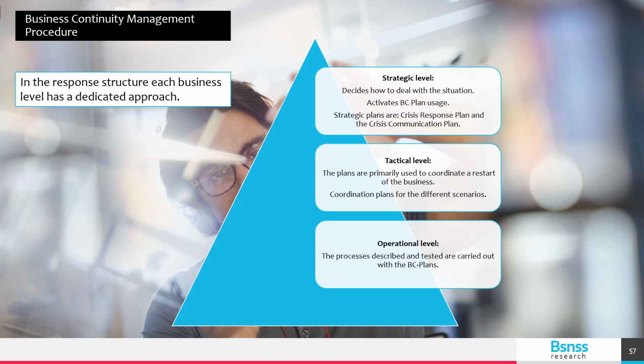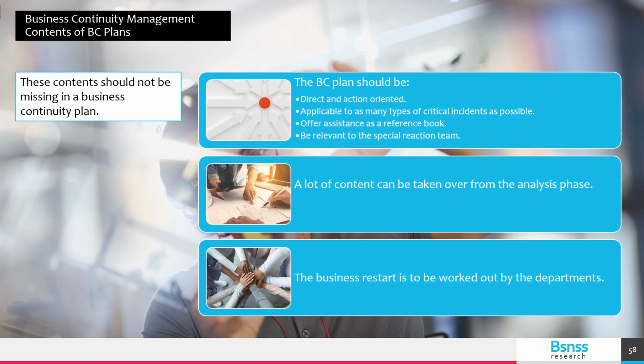Tactical level: the plans are primarily used to coordinate a restart of the business. Coordination plans for the different scenarios. Operational level: the processes described and tested are carried out with the BC plans. These contents should not be missing in a business continuity plan.